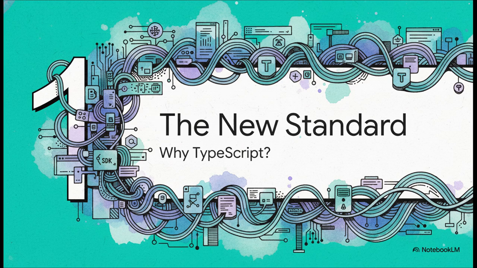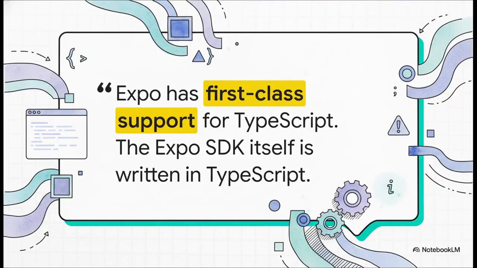So what do we really mean when we say TypeScript has first-class support in Expo? Well, it means it's not some add-on or a plugin you just bolt on. It's baked right into the core of the Expo SDK. And this is the key right here. The Expo SDK itself, the very tools you're using, are written in TypeScript. So when you use TypeScript in your project, you're literally speaking the same language as the framework. What that actually means for you is way smarter autocomplete in your editor, catching errors before you even run the app. I mean, it just makes for a much, much smoother development experience.